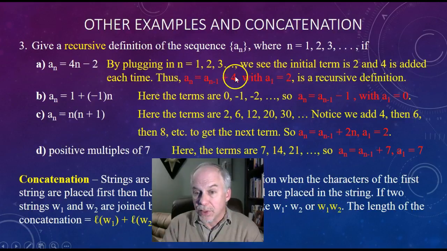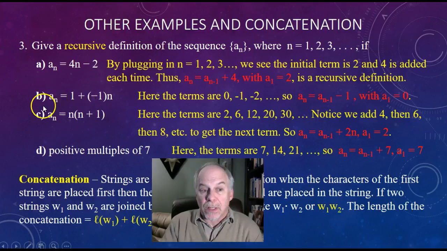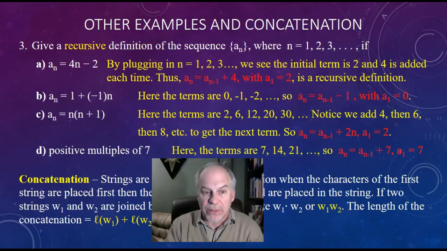But that's your recursive definition there in the red color. Now, a sub n equals 1 plus negative 1 times n. If we start with 1 and plug in 1, we're going to have 1 plus negative 1 times 1. So 1 plus negative 1, and that would add up to 0. So our first term is 0.